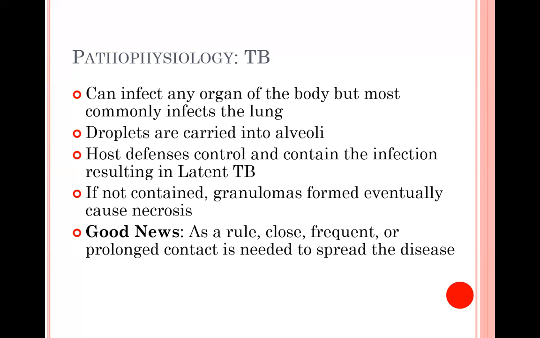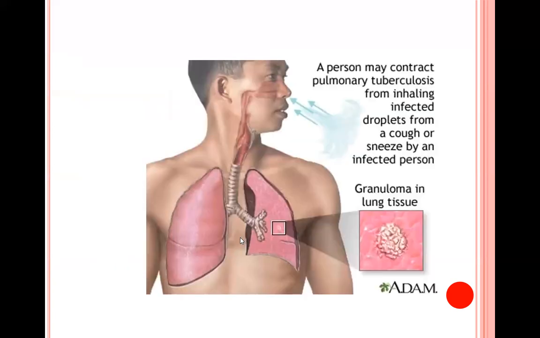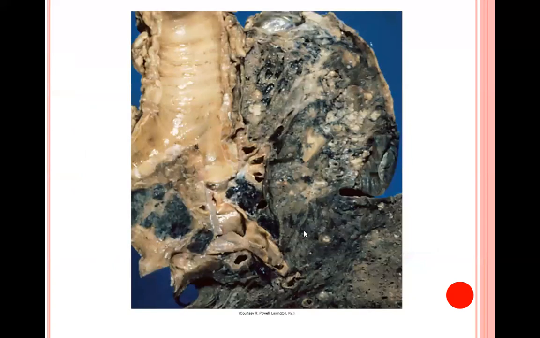So if it's not contained, granulomas form, eventually causing necrosis. And then, like I said, as a rule, it's pretty difficult to get it. You have to spend a lot of time frequently in close proximity with someone in order to get the disease. So a person may contract pulmonary tuberculosis from inhaling infected droplets, and then the granuloma will form in the lung tissue. Here you can see a picture of it, and then this is just an autopsy of a lung of somebody who died of tuberculosis.